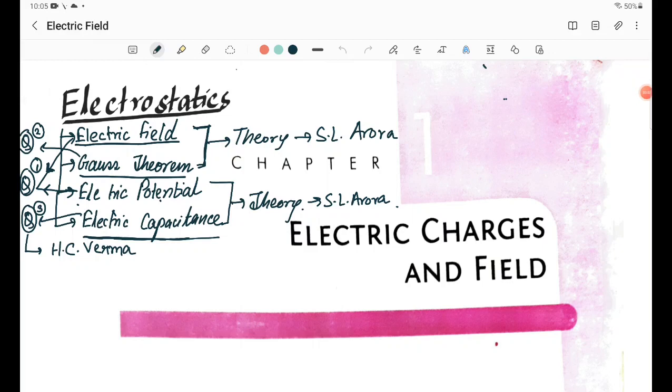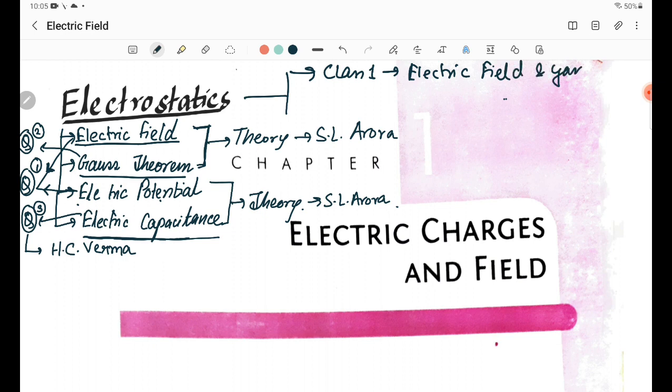So this is the first class of electrostatics. For electrostatics I will take 3 classes. The first class will be on electric field and Gauss theorem. So this is class 1, electric field and Gauss theorem, the theory class, which will be from SL Arora.